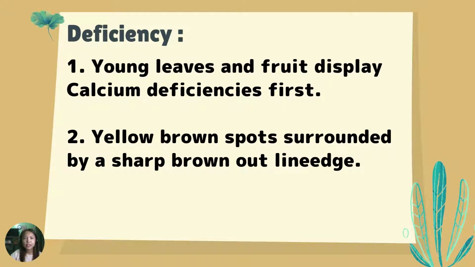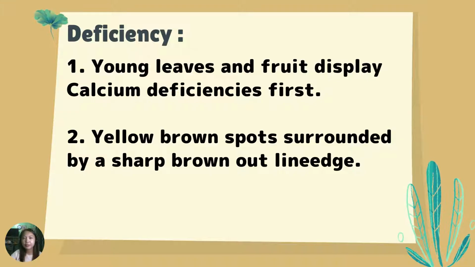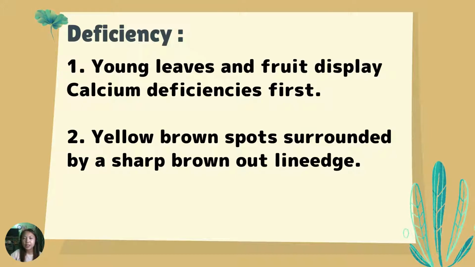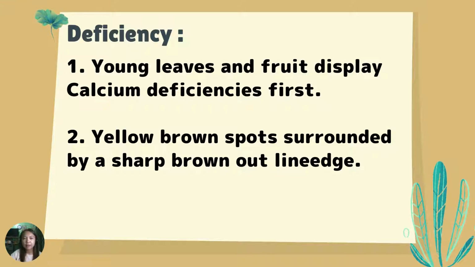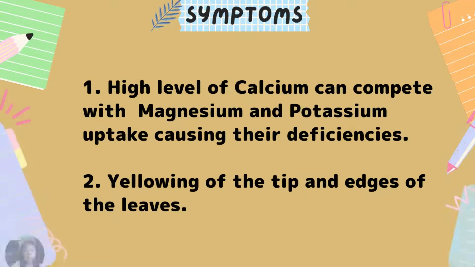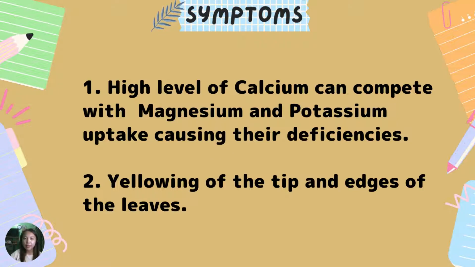Okay, for the deficiency, young leaves and fruit display calcium deficiency first, with yellow-brown spots surrounded by a sharp brown outline. If you are to notice a plant lacking this kind of element, the symptoms to observe are as follows. A high level of calcium can compete with magnesium and potassium uptake, causing their deficiency. If there is too much of this, it might affect the function of other mineral nutrients present in a plant. Yellowing of the tips and edges of the leaves is observed.